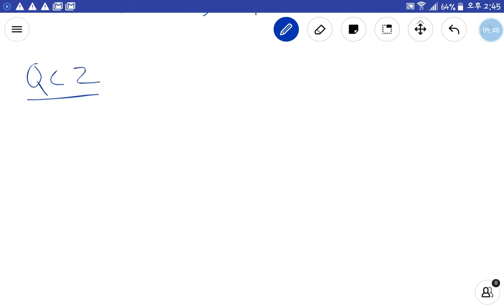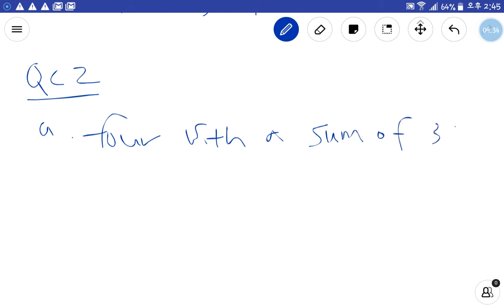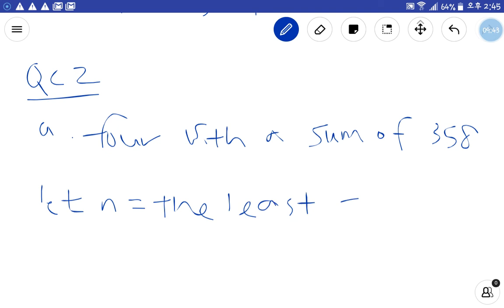Alright, quick check 2, A. Find 4 consecutive integers with the sum of 358. So let n be my least number. And then as we practiced before, you can do n plus 1, n plus 2, and what? n plus 3, because we have 4 consecutive numbers.